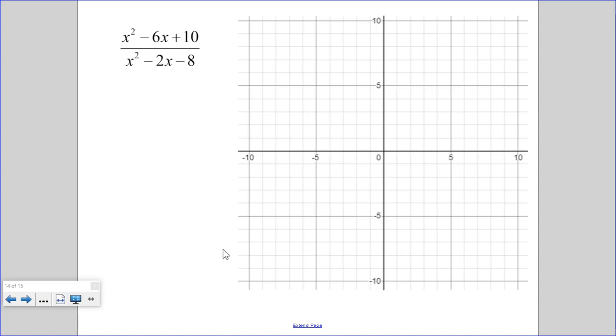So what we've got here is a rational function: x squared minus 6x plus 10 over x squared minus 2x minus 8. One of the first things you want to do is check the degree of the top and the degree of the bottom.